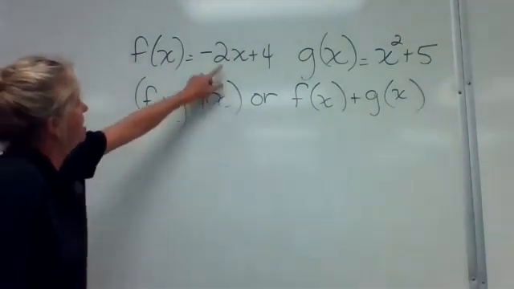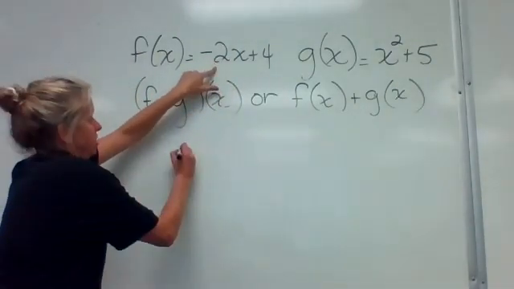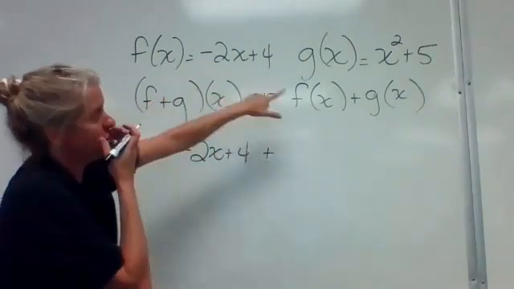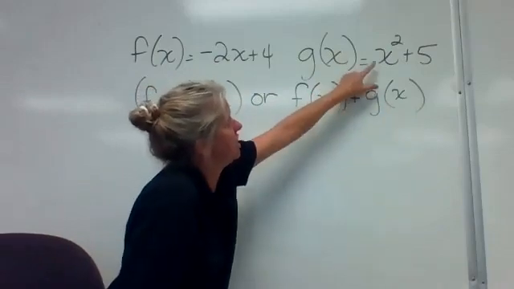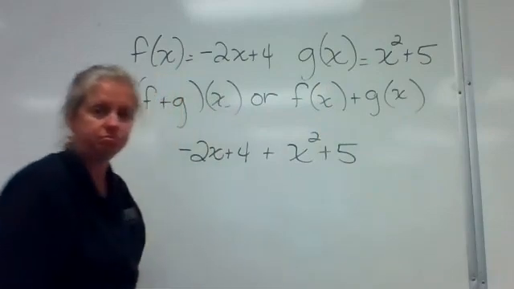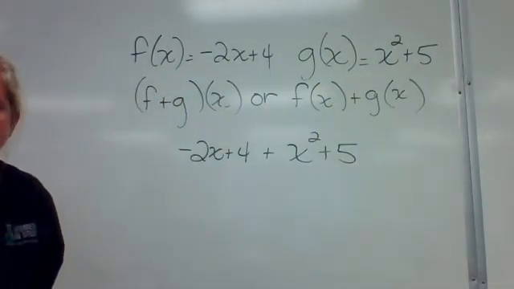So let's see. There's my f of x. So I'm doing f of x, which is negative 2x plus 4. I'm going to add that to my g of x. So my g of x is x squared plus 5. And then clean it up by combining like terms.